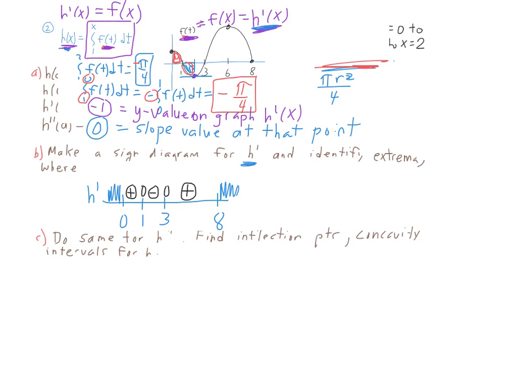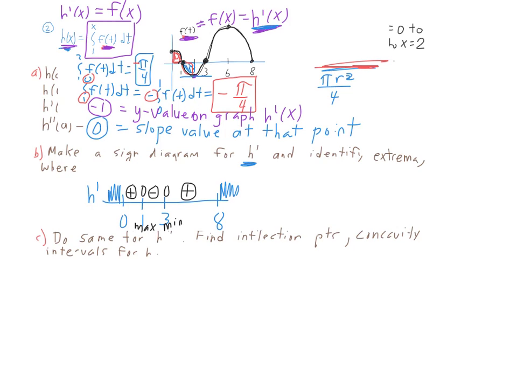So hopefully you agree with this sign diagram. At x values of 1 and 3, the derivative is 0. Remember, this is a graph of h prime. So between 0 and 1, the graph is above, so that's why it's positive. Between 1 and 3, it's below, so it's negative. And then between 3 and 8, h prime is above, so it's going to be positive. So what that really means is that right here at 1, we're going to have a relative max. At 3, we're going to have a relative min.